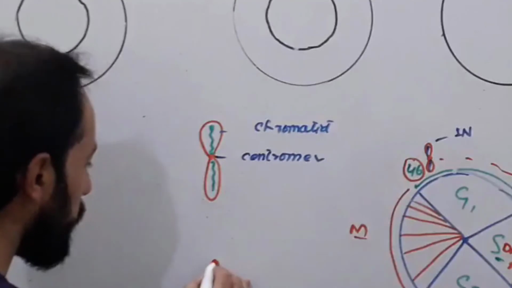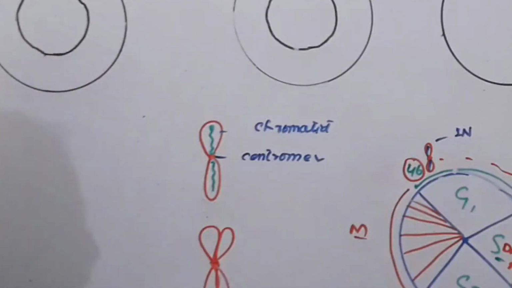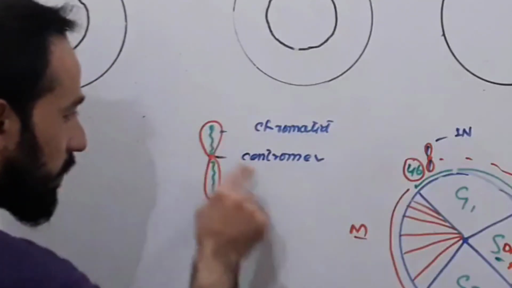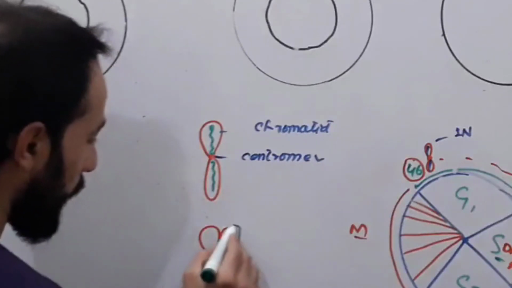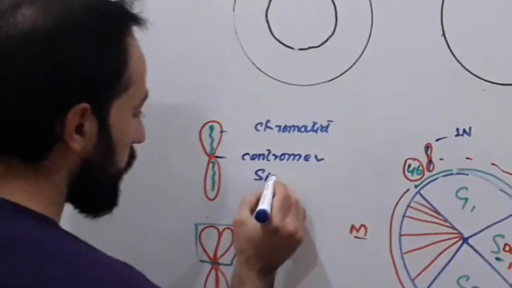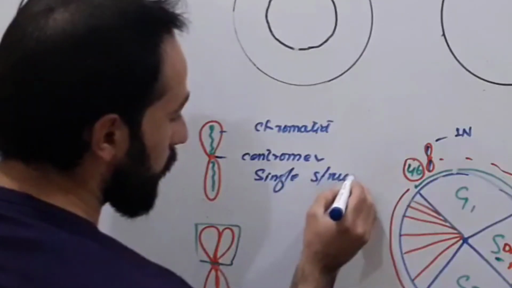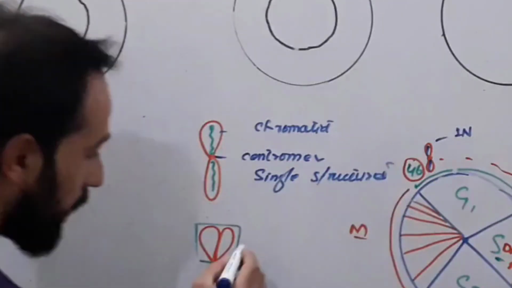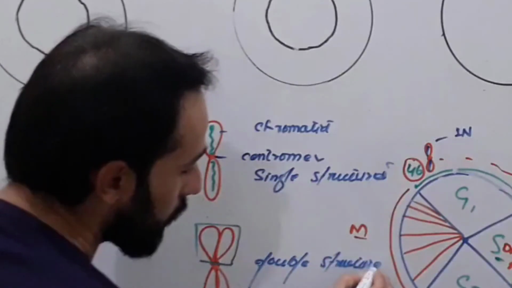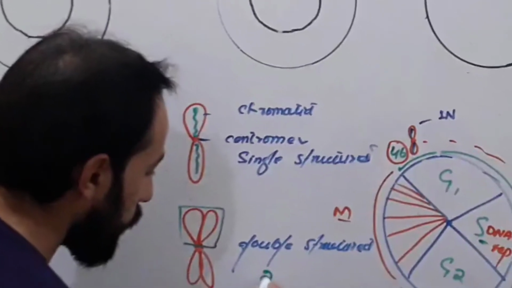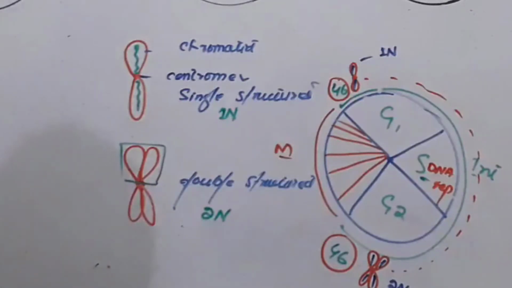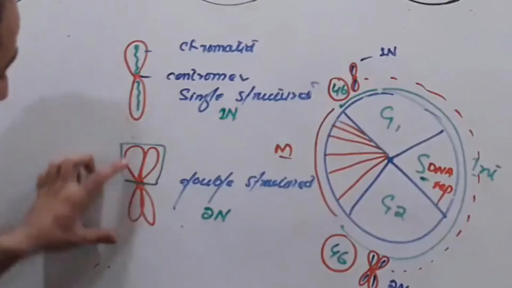And when that chromosome becomes like this, what is the difference between this and that? The difference is that it has only 1 chromatid on each side of the centromere, and this chromosome has 2 chromatids on each side of the centromere. So we call this chromosome single structured, and this chromosome double structured. Double structured means it has 2 capital N DNA, and single structured means it has 1 capital N DNA, right?